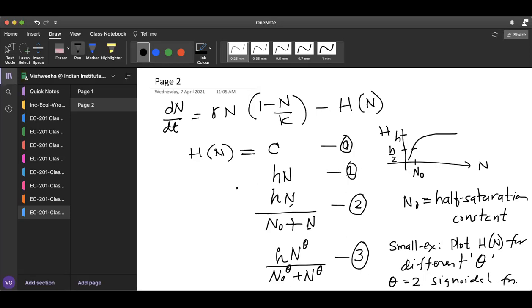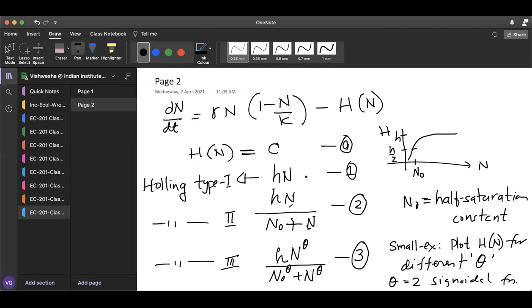Okay, so there are many different forms of this harvesting rate that can happen. Many of these forms were first written down by a famous ecologist named Holling, in the 1960s or so. So this is called Holling's type 1. This is called Holling's type 2. This is Holling's type 3.